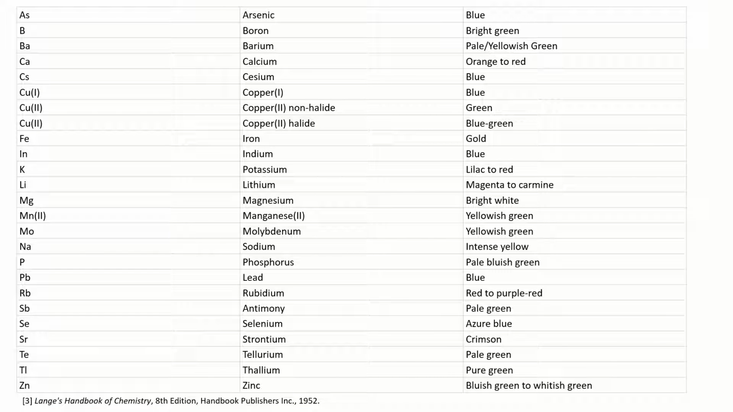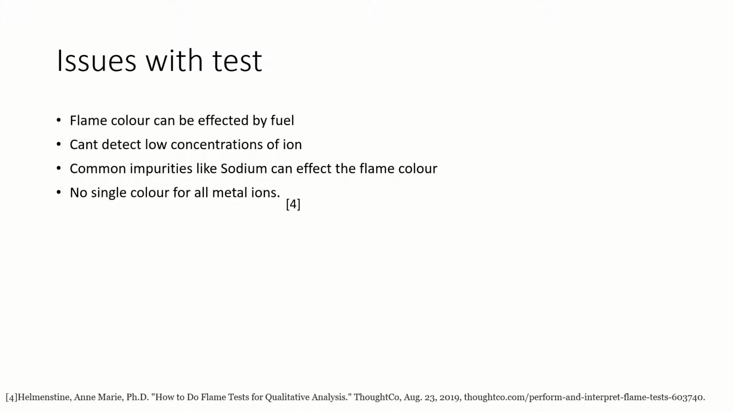These are not all the ions that give a color when you heat it with a Bunsen burner, but they're most of the ones that are clear. There are a lot of issues with the test though. The flame could be affected by the fuel that's used for the Bunsen burner. They can't detect low concentrations of the ion, and common impurities like sodium can affect the flame color.